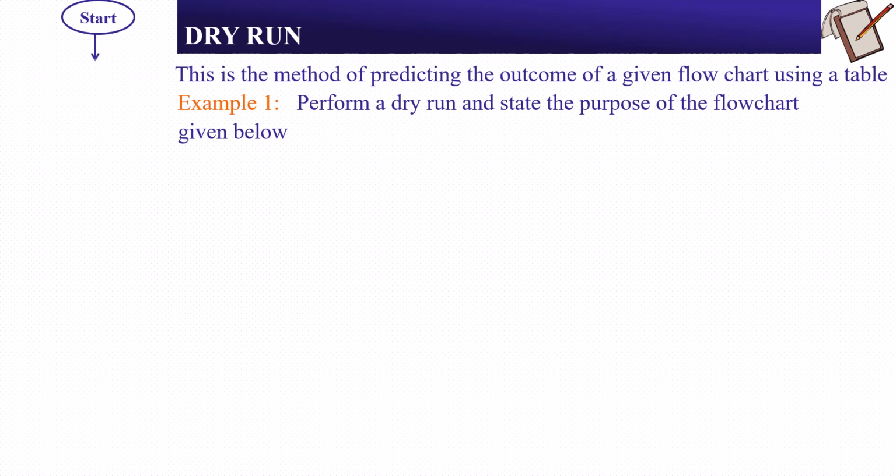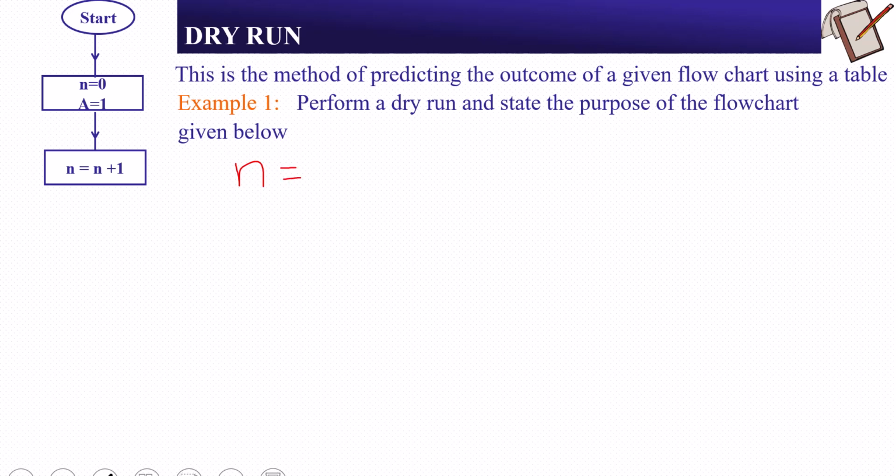So here, after starting, this flowchart says that we read n equaling to 0 and a as 1. So after reading those initial values, we have n becomes n plus 1. So our n is now n plus 1. So initially, if our n was equaling to 0, now n becomes 0 plus 1, which is a 1.